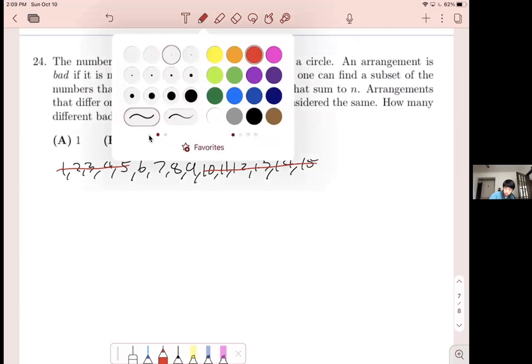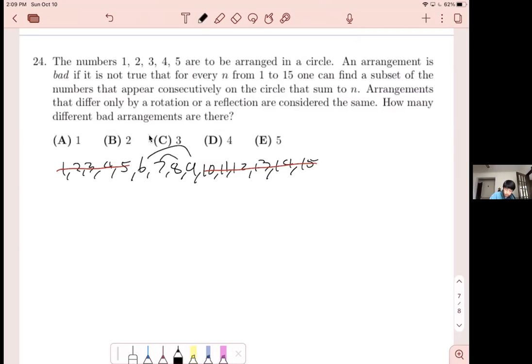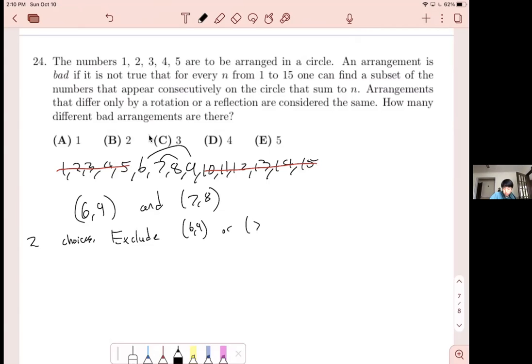And in a similar way, these values are paired up. So 6, 9, and 7, 8 will both appear in pairs. So we have two choices. If we want to make a bad configuration, we have to either exclude 6, 9 from ever appearing, or we have to exclude 7, 8 from ever appearing.